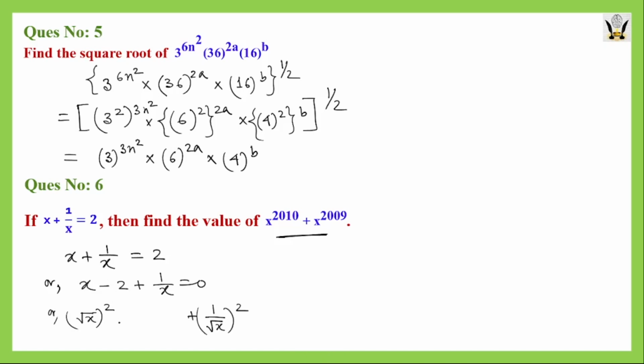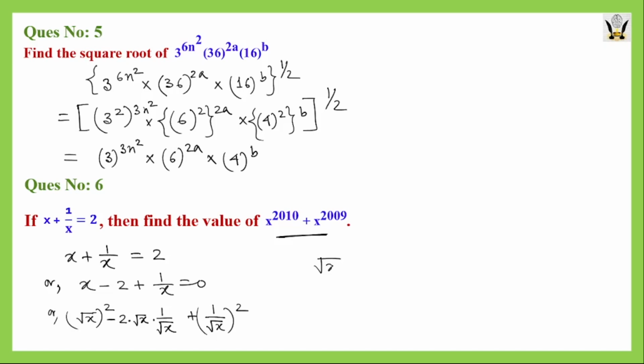And the second term in that expression can be written as 2 multiplied by root x and then multiplied by 1 by root x, right? So this root x and this root x will cancel each other, and finally the second term will be minus 2 only. And now if we evaluate this expression, this actually resembles the identity a square minus 2ab plus b square. So basically that is (a minus b) whole square.